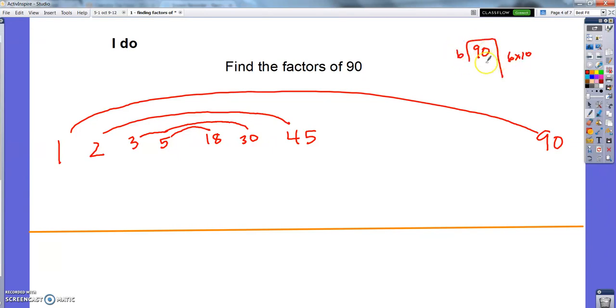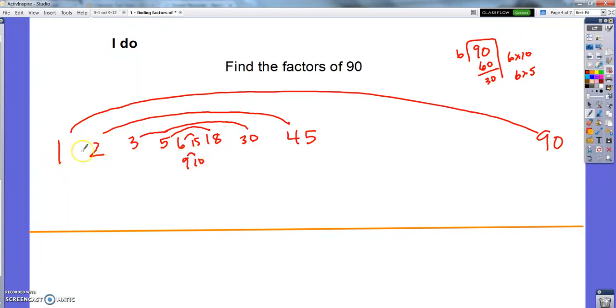6 times 10 is 60. Leaves 30. 6 times 5 is 30. So 6 times 15 works. Instead of keeping dividing, I'd want you to check 7. And it's not. I'd want you to check 8. And it's not. Kind of running out of room here. 9 would work. So I'm going to fit in a little 9 times 10.